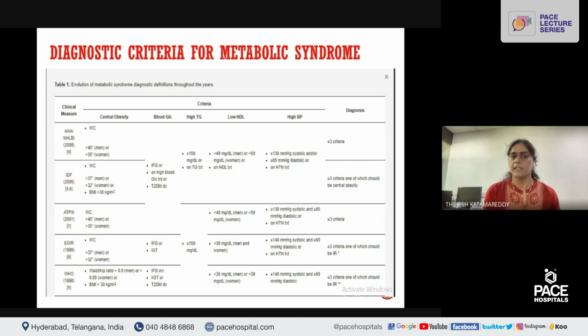So among these 5, any three criteria, one of which should be central obesity, then it is considered as metabolic syndrome. The American Heart Association also goes with the International Diabetes Federation, except for the waist circumference, and it also should meet 3 criteria. So these are the criteria, which mainly include obesity, hyperglycemia, hypertriglyceridemia, low HDL, and high blood pressure.